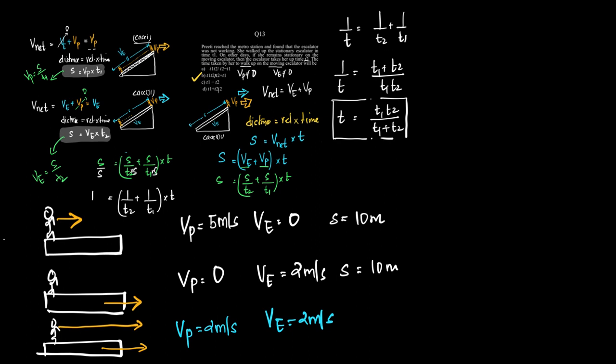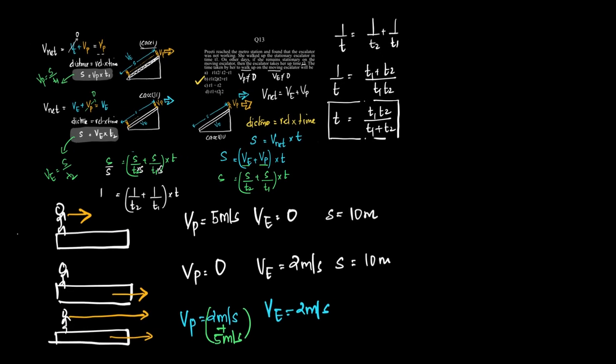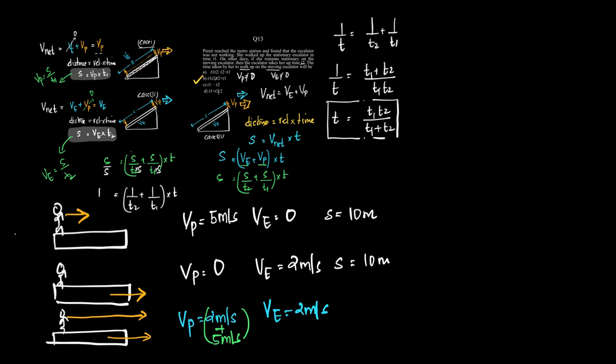But in this case, the person is not standing still, he is walking along the escalator, which means the person will give an additional component of velocity, and therefore the person will feel some velocity being added, his velocity on top of the velocity of the escalator. This is the fundamental concept to understand.